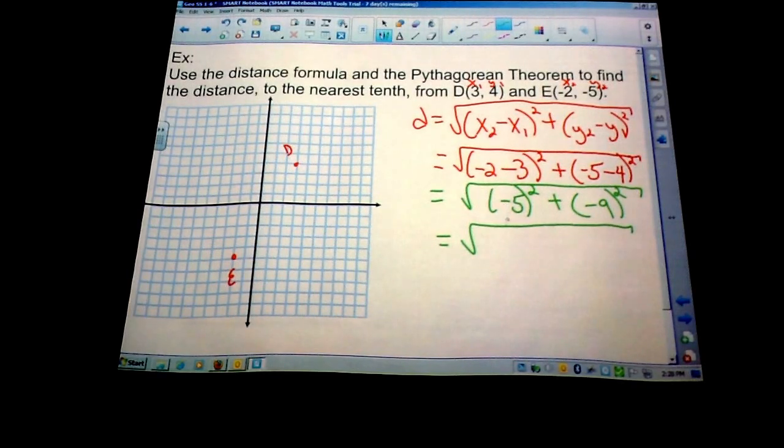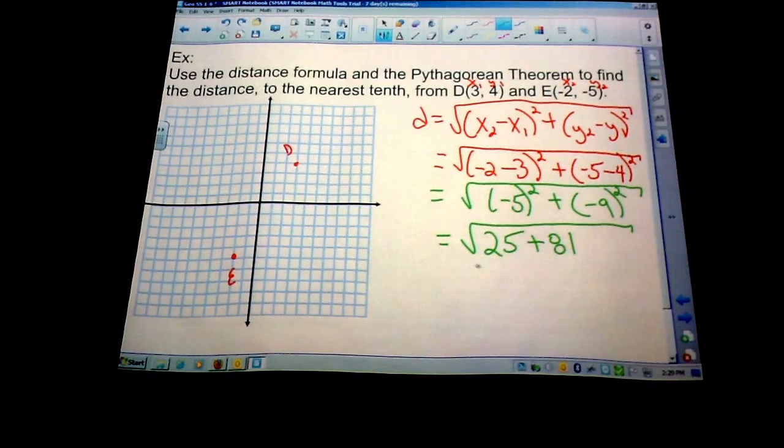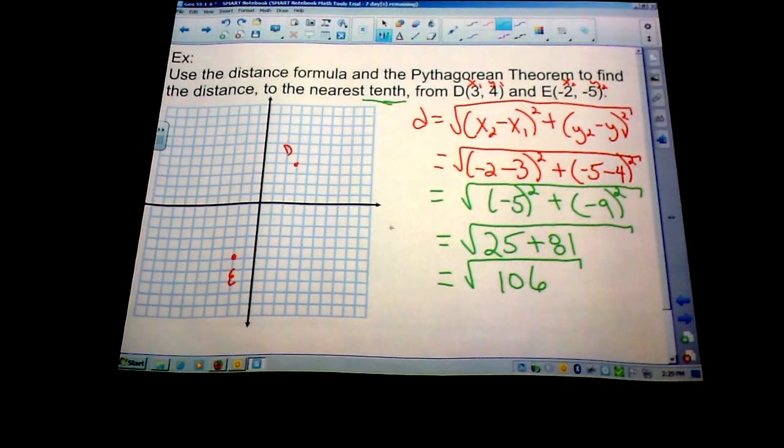So -5 times -5 is 25, and -9 times -9 is going to give you a positive 81. So by the distance formula, when I add those together, I'll have the square root of 106. Now it's wanting us to plug this into our calculator real quick so that we can get to the nearest tenth, which is 1 decimal point.